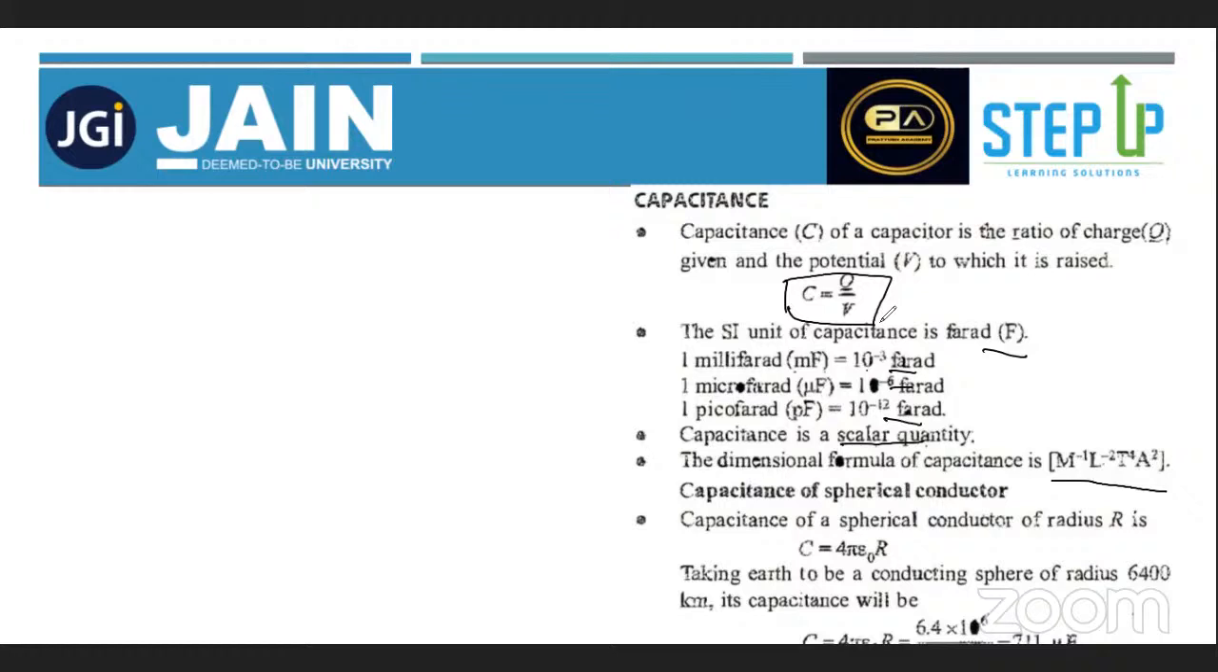V is equal to, from the electric field, basically kQ by R. So from there you can find the dimensional formula for this. Capacitance for a spherical conductor is given by this, where R is the radius of the sphere. We calculate that using this, and we have calculated the value also.